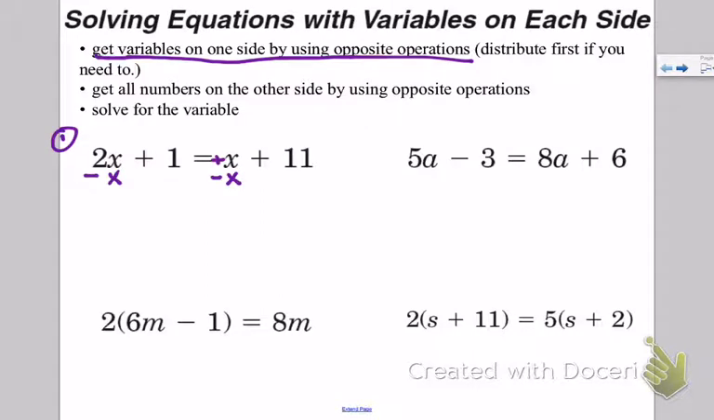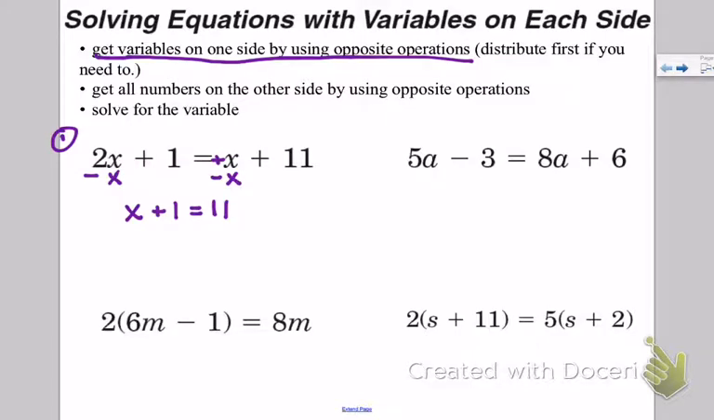Once I do that, I get 2x minus x, which is x. I have my plus 1. The positive x and the negative x cancel, and I just get 11. So I moved my variables from the right to the left side.